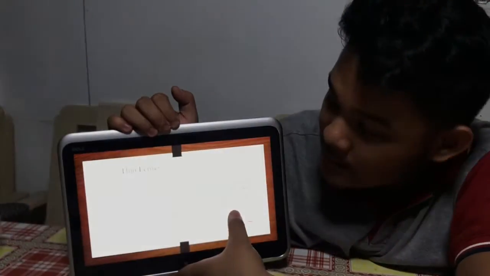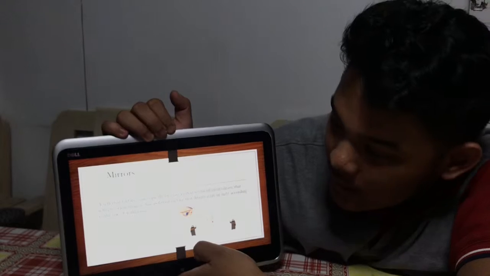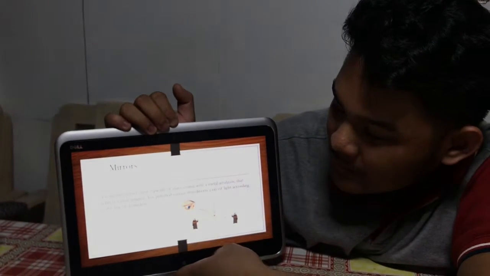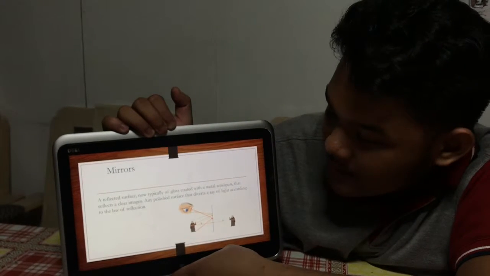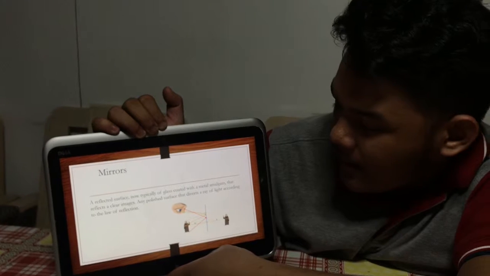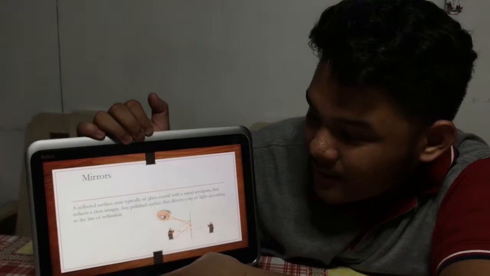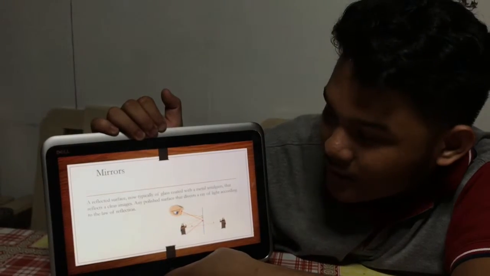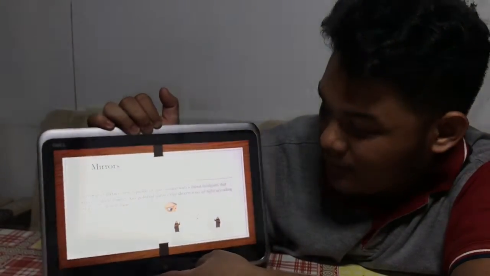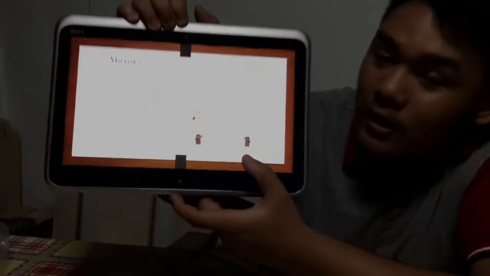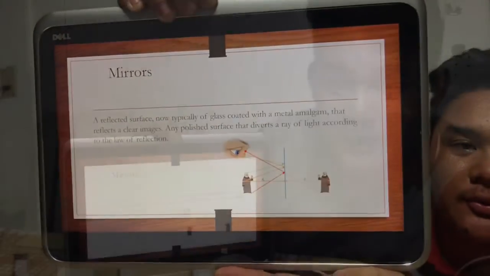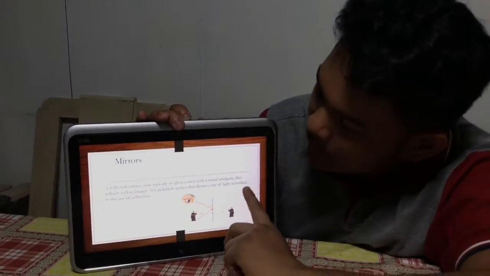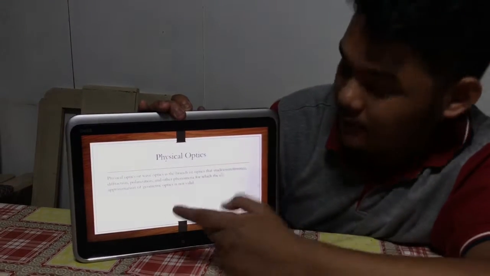The next one is mirrors. A reflective surface is now typically glass coated with a metal amalgam that reflects a clear image. Any polished surface that diverts rays of light according to the law of reflection is a mirror, as in this figure. Next, we'll go on to physical optics.